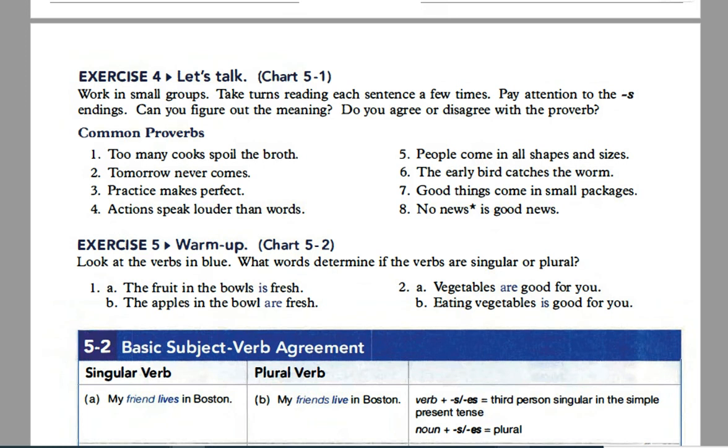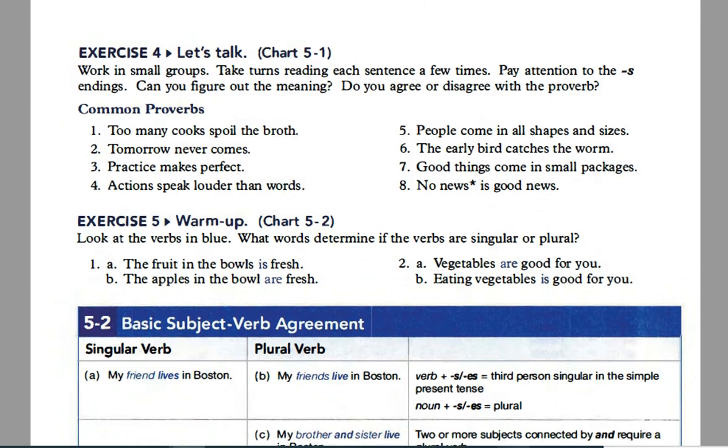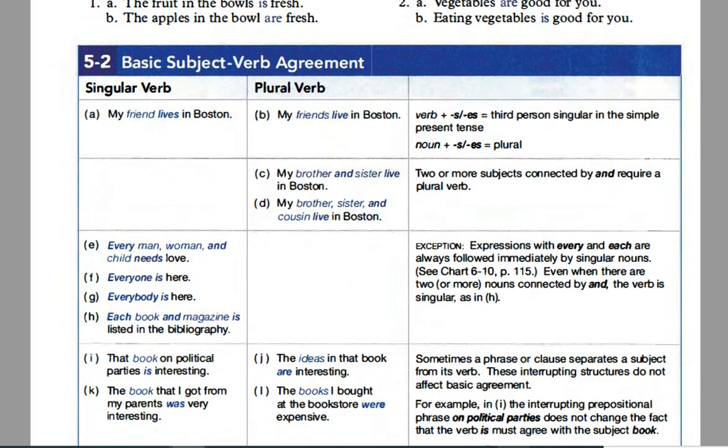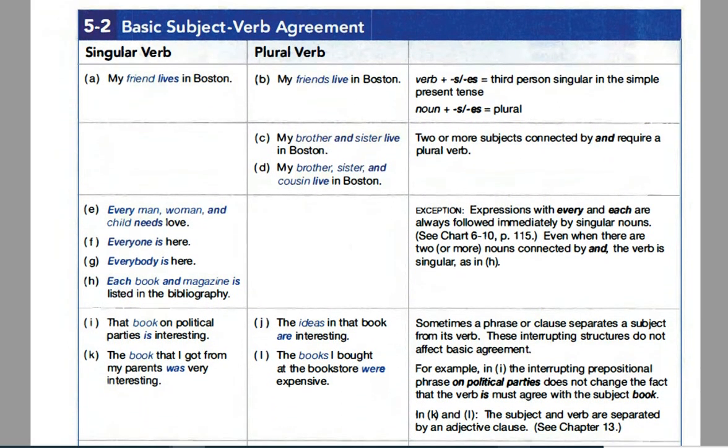So here let's move to section 5.2, basic subject-verb agreement. We have here the singular and plural. When we say my friend, we have to add S here: lives. When we say my friends, it's already a plural subject. We have to make the verb just without any additional S or ES. My brother and sister live. So the trouble can be here.